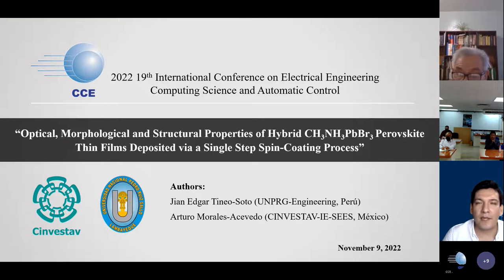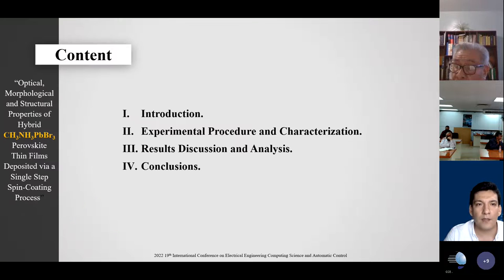Good afternoon to all present. My name is Jian Edgar Tineo Soto, and it is a pleasure to have this opportunity to present this research entitled Optical, Morphological, and Structural Properties of Methyl Ammonium Lead Tribromide perovskite thin films deposited via single step spin coating process. This research was carried out during an internship in the CsxFA laboratories under the direction of my co-author, PhD Arturo Morales-Acevedo.